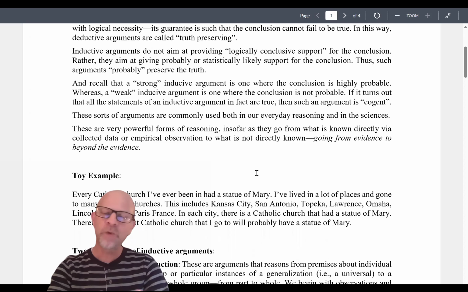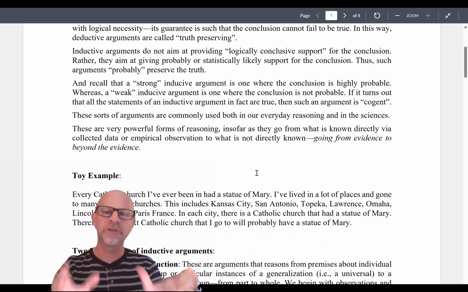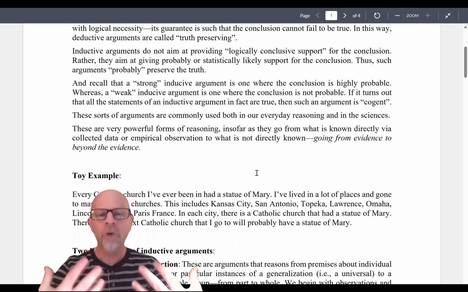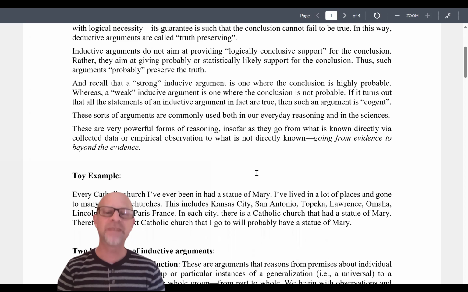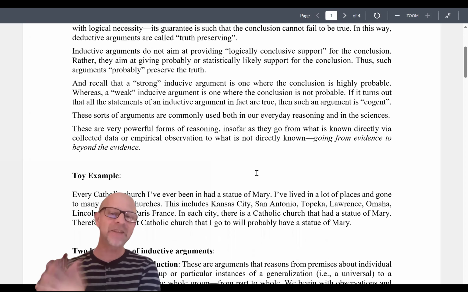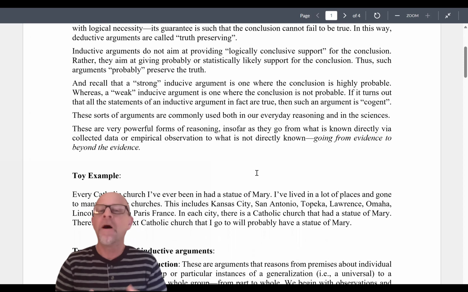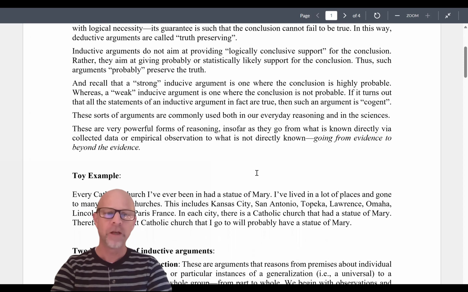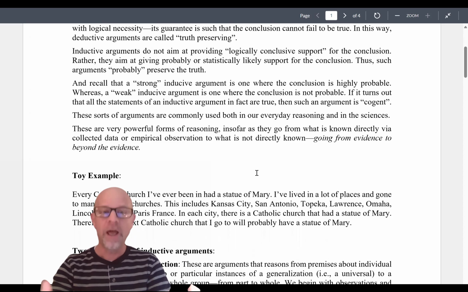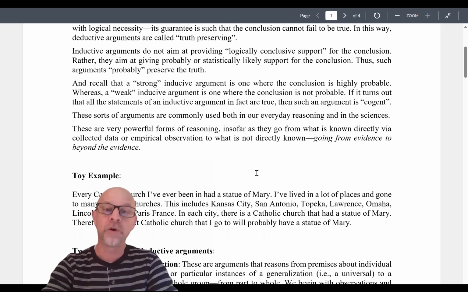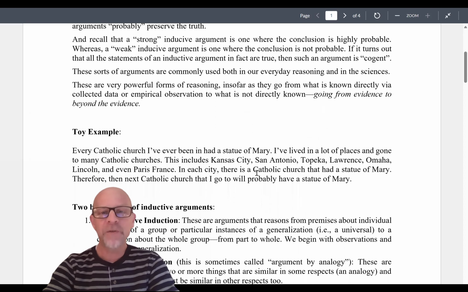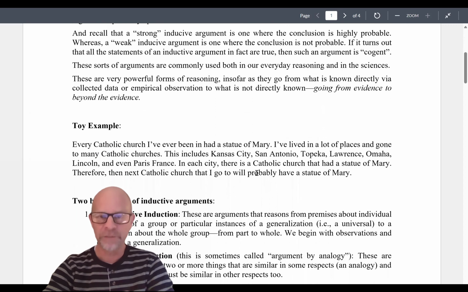But now with inductive arguments, we are no longer aiming at some sort of logically conclusive support for the conclusion. Rather, our aim here is to give some sort of statistically likely or probable conclusion. So if the premises are true, if we have reason to accept the premises, then that doesn't guarantee the truth of the conclusion. Rather, it gives us a high probability that the conclusion is true. So these arguments are described in terms of providing probable support for the conclusion, or they're probably going to preserve truth in the conclusion.